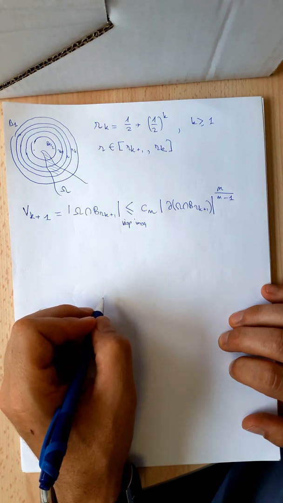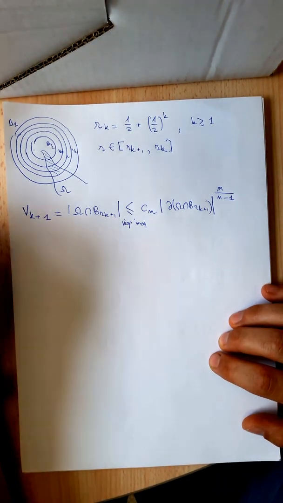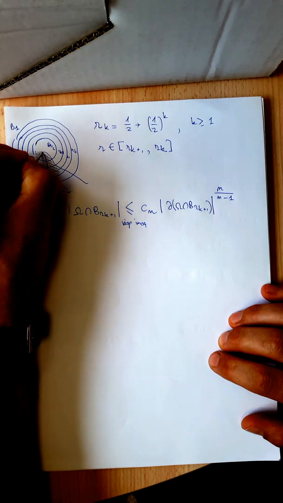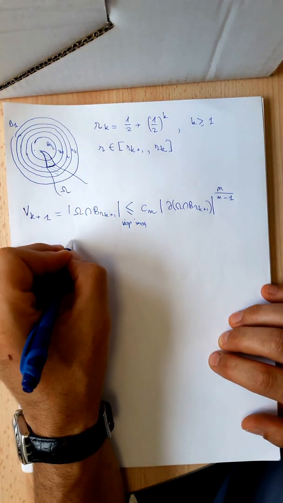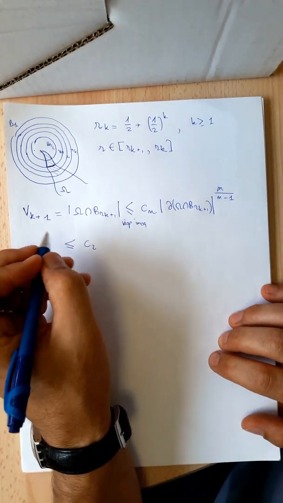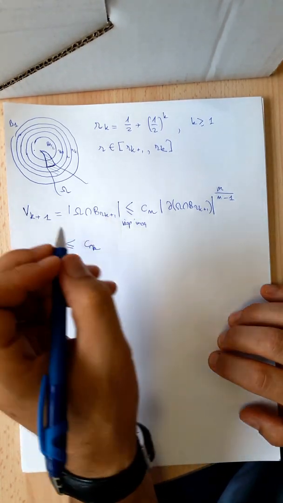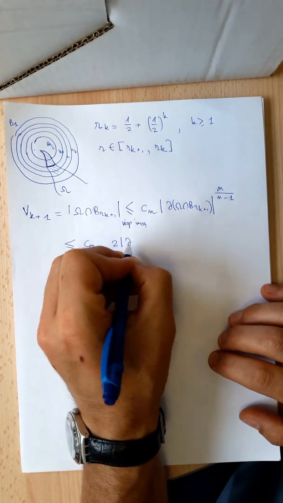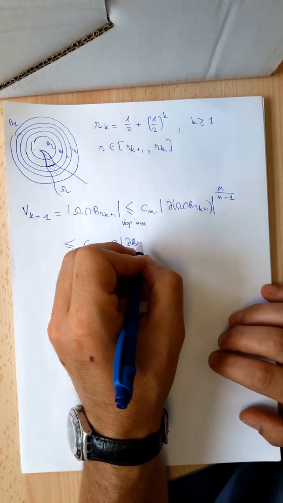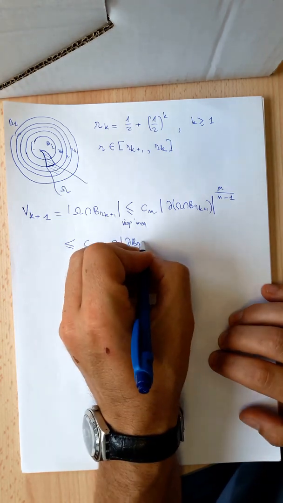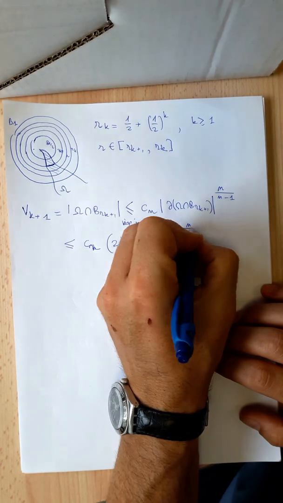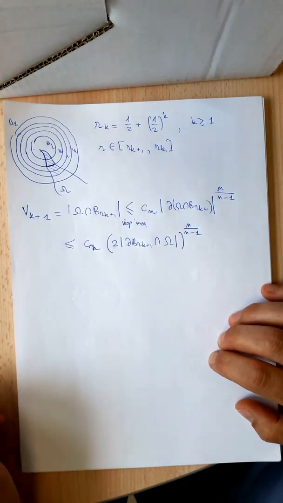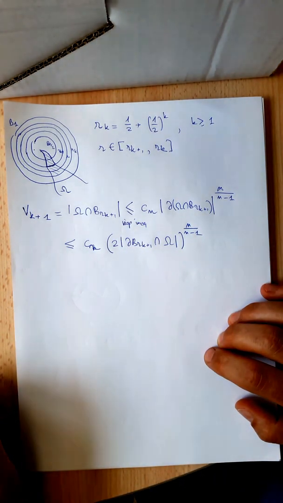All right? Now, if you look at the boundary of the sets, there are two pieces. There's this piece right here and this piece here. And by minimality, we can say that the full measure is bounded by 2 times the measure of the sphere intersected with omega, and this whole thing to the n over n minus 1. Okay, so this is the first estimate that we're going to do.